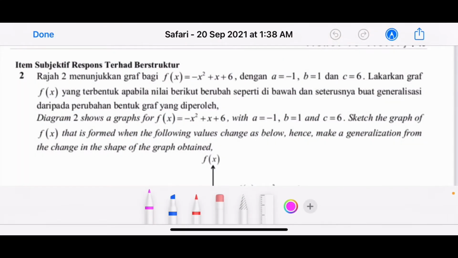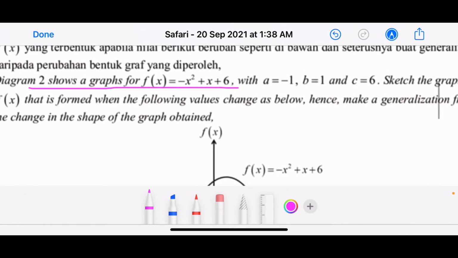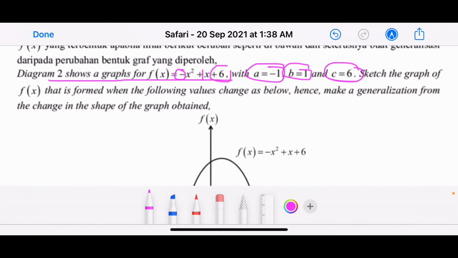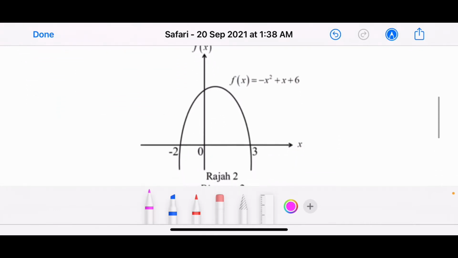Right, for question number 2, let's see. Diagram 2 shows the graph. There's a graph, negative x squared plus x plus c. Negative x squared means a is the coefficient, the number that multiplies the x squared. b is the number beside x, which is plus 1, and c is the y-intercept. So we have to sketch the graph of the function f(x), when the following values change, and make a generalization from the change in the shape of the graph obtained.